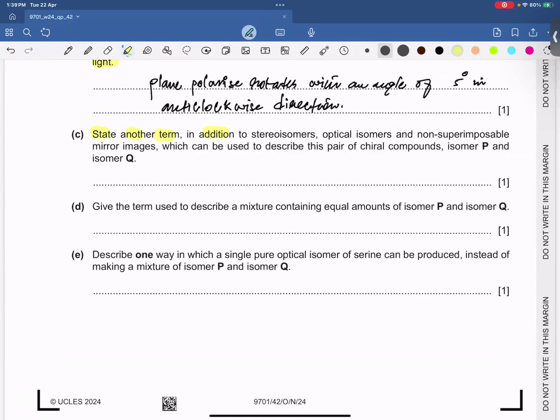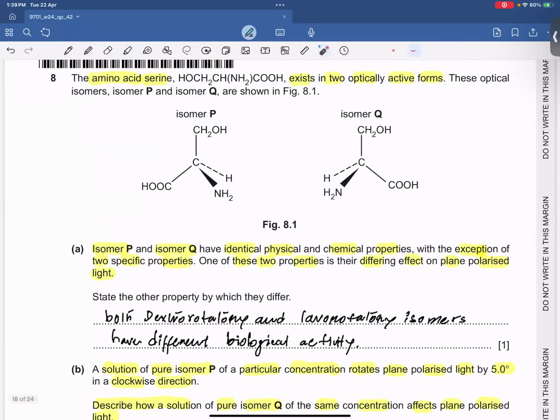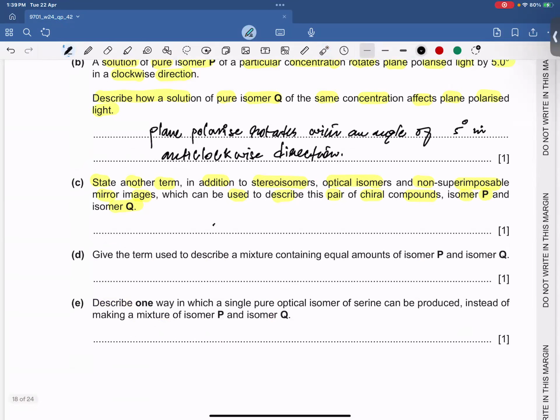State another term in addition to stereoisomers, optical isomers, and non-superimposable mirror images, which can be used to describe the pair of chiral compounds, isomer P and isomer Q. That's what I've told you. कि एक आपका है इसमें से dextrorotatory, एक levorotatory, both D and L are mirror images of each other, और दोनों को मैंने A1 chemistry में कहा था enantiomers of each other. So I'm going to write enantiomers.